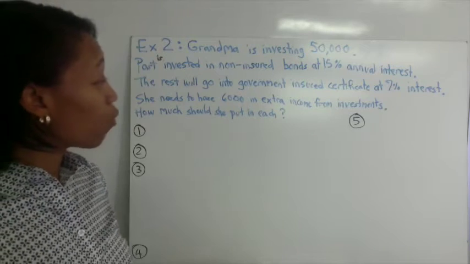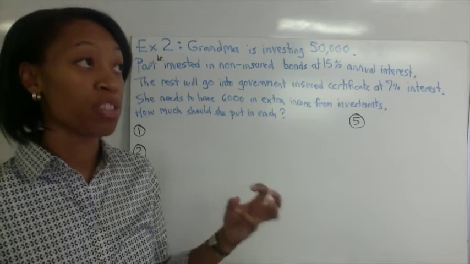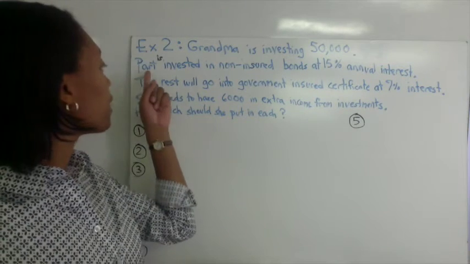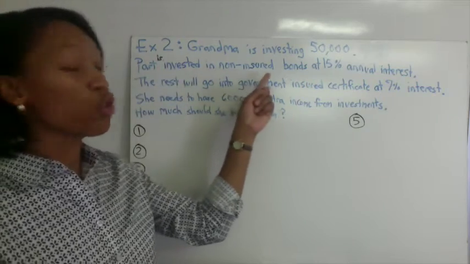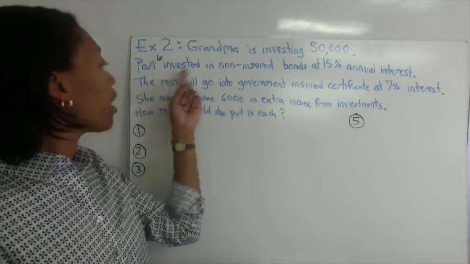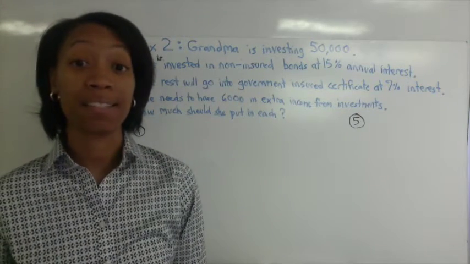So we're going to need to let one of these investments, one of these amounts that she puts in, be X. So since it says that part is in the non-insured bonds, and that happens to come first, let's let the part of the money that's in the non-insured bonds be X.